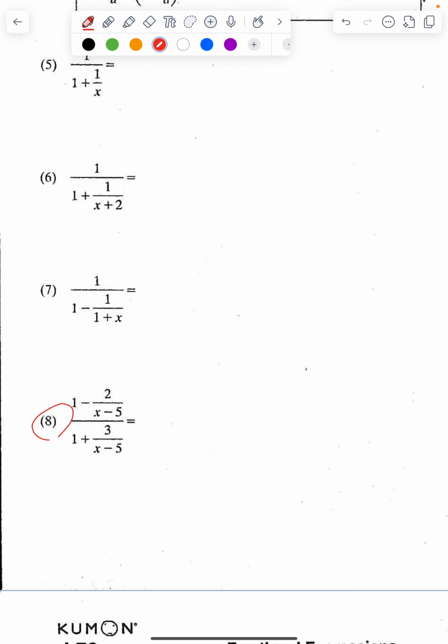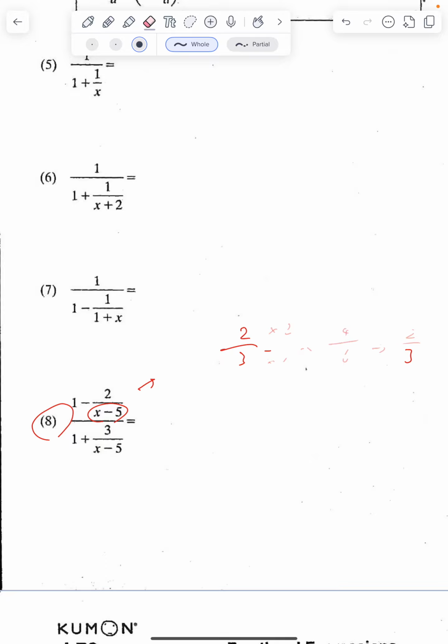So what I want you to do is think about the x minus 5 over here. How do I actually get rid of the fraction? We already know that if I multiply the top and bottom of any fraction, for example 2 over 3, by 2, it will be 4 over 6. Nothing changes. It'll still be 2 over 3, right?